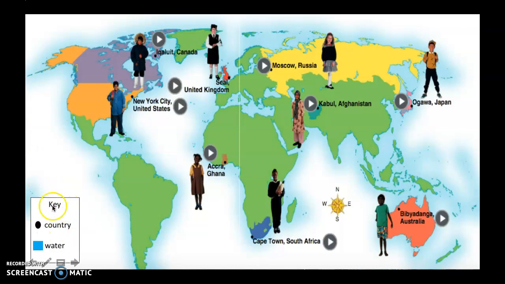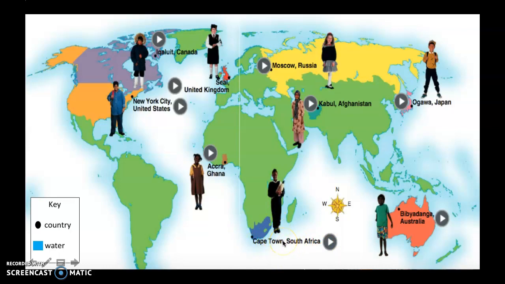And if you look right here at this key, notice that if you find black dots on the map, that tells you that those are different countries. So can you find the black dot next to Cape Town, South Africa? Take a minute. It's right here. See the black dot? Cape Town, South Africa.